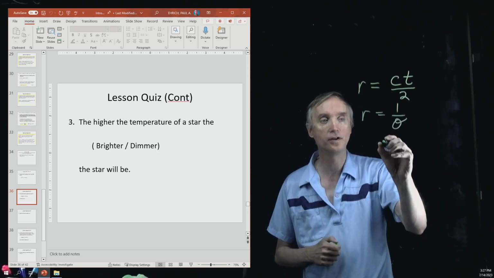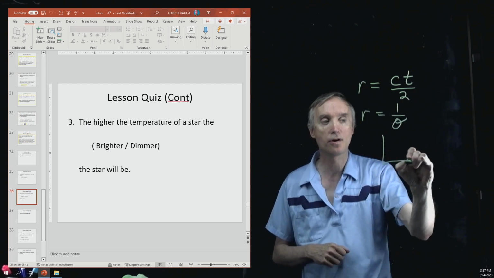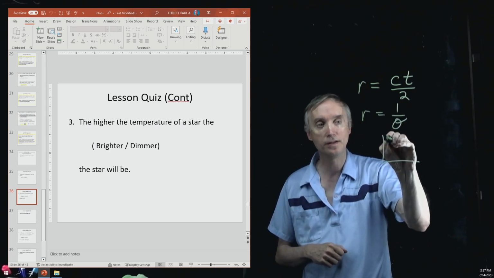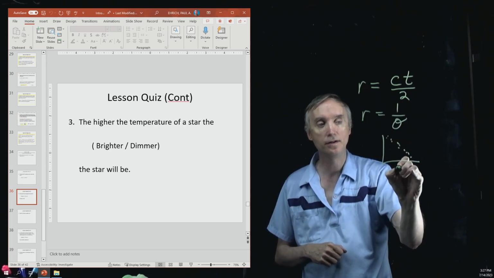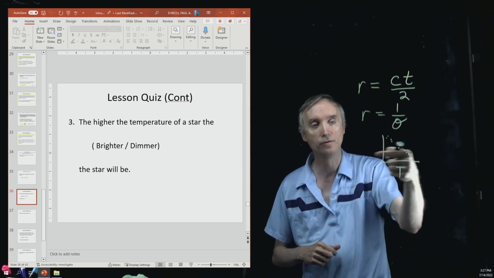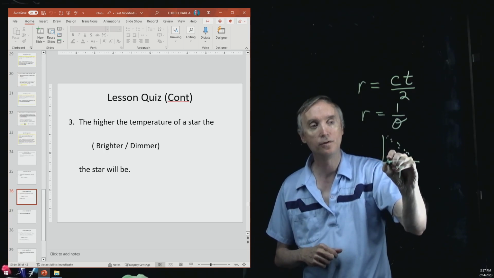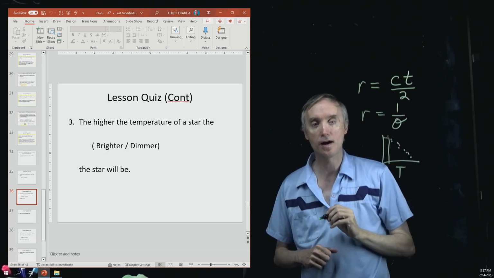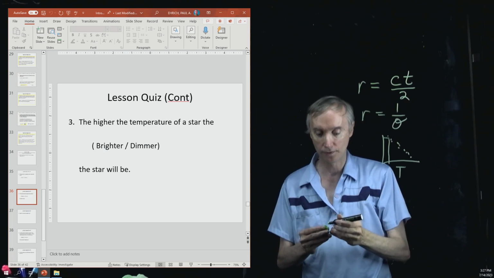And you can also figure that out from the HR diagram. So here's your main sequence stars, and down here was the temperatures. So the higher temperatures were over here. So that means that they had the higher luminosities that went with them.